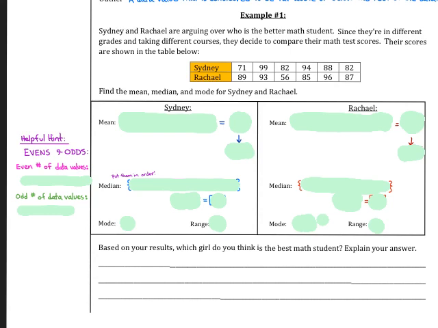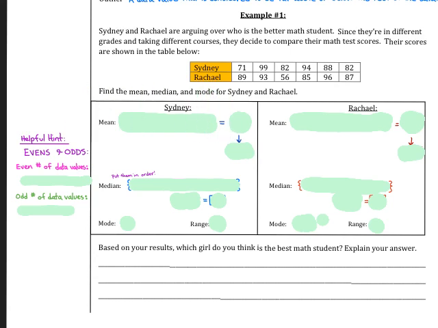So you can see we got 6 test scores for Sydney up top in that first row, 6 scores for Rachel. Get my laser pointer out here. Here they are. So that's what they scored on all these tests. It says find the mean, median, and mode for Sydney and Rachel. And range. We're going to find the range too, so I need to throw that in there. Okay, let's take a look.